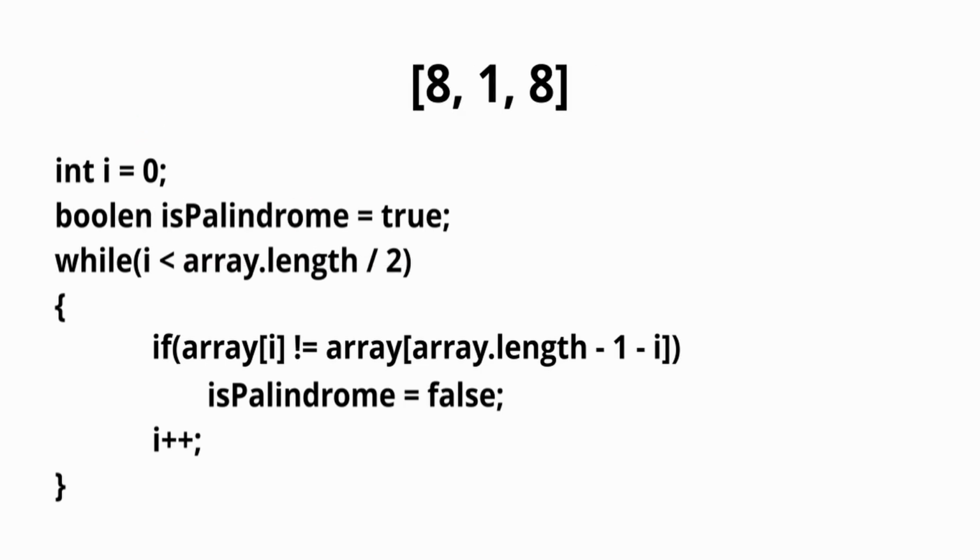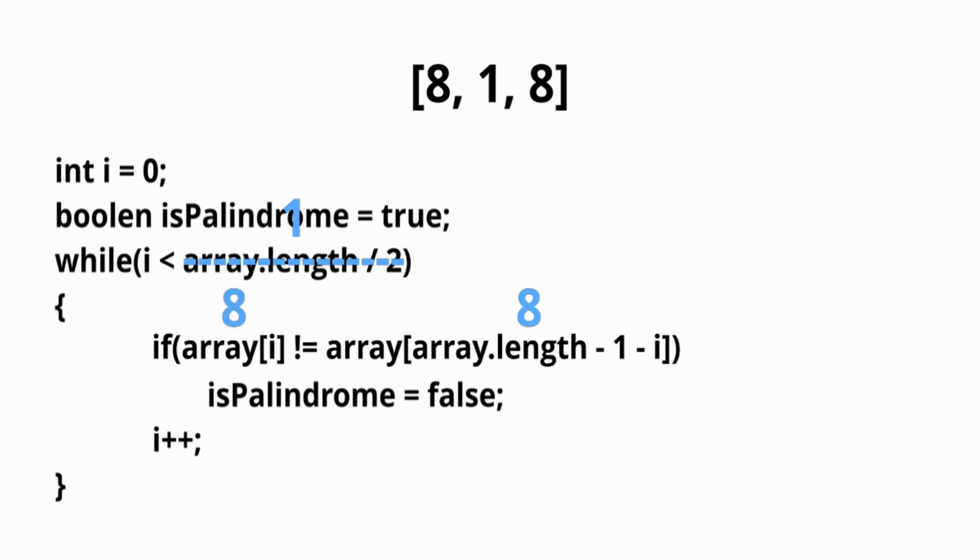Our next test will be with an array with an odd number of elements. Entering the method, i is declared and initialized with a value of 0. Now at the condition of the while loop, the length of the array divided by 2 is equal to 1, because we are dealing with integer division, meaning that the decimal is cut off. 0 is less than 1, so we can keep going inside of the while loop.